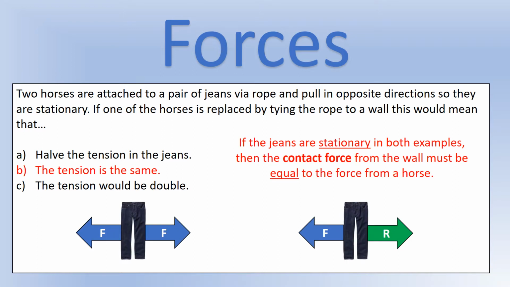Okay, so we can see the first example on the left. We've got two horses supplying an equal and opposite force on the jeans. And then on the right, we've got one horse pulling on it, and because the rope is tied to a wall, we're going to have some kind of contact force from the wall that's stopping the rope moving. So if the jeans are stationary in both examples, that must mean the contact force is equal to the force from a horse. Therefore, we are looking at exactly the same scenario in both cases, so the tension force would have to be the same.